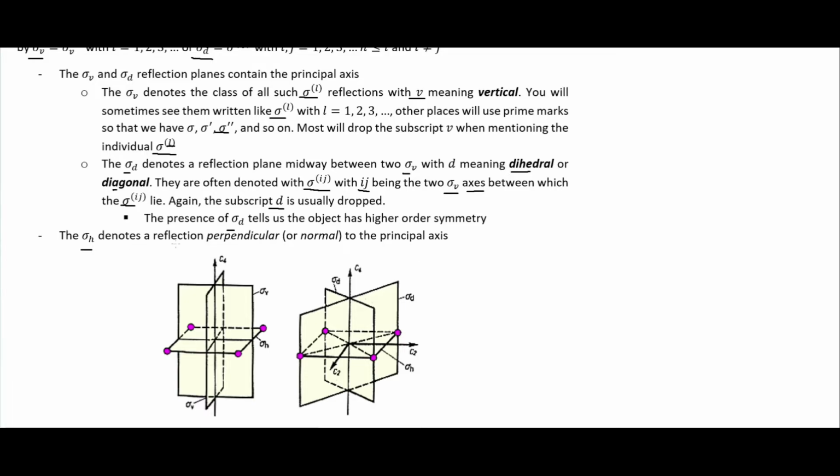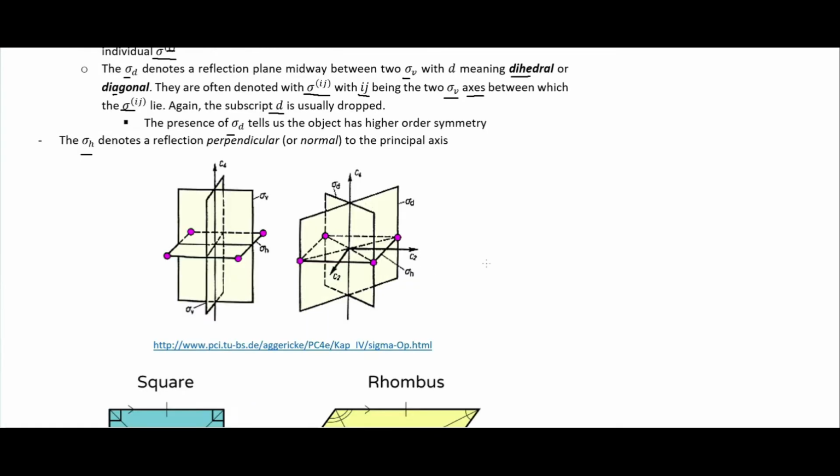So once again, the sigma h denotes a reflection perpendicular or normal to the principal axis. So we can see some of the reflection planes here. So this has a C4 principal axis. So we see this sigma v here and this sigma v here both contain the principal axis, and those are the verticals, where we have the sigma h here, which is perpendicular to it and would take a point up here and reflect it down to a point down here, and vice versa. And then we have these sigma d's here, and you can see that this happens when we are going between each of these sigma v's on here. We still are showing the sigma h.